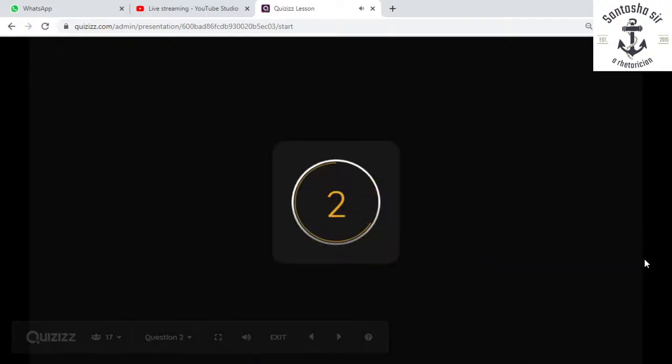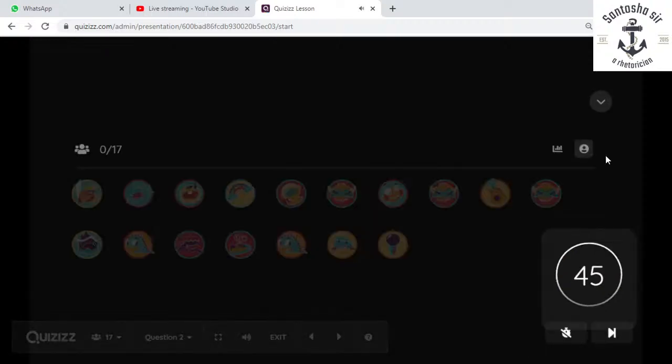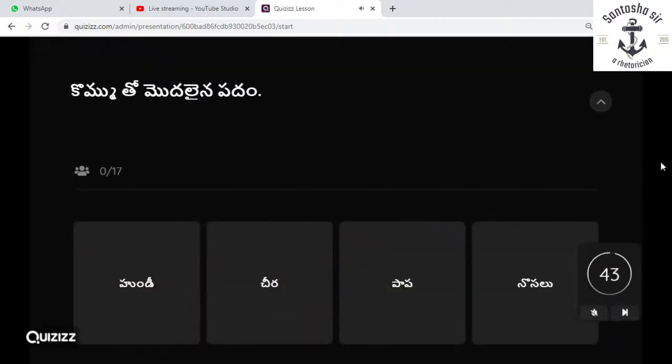Question number 2 on your screens now. I am making it easy for you. It's 45 seconds for every question, and I am reading the question for you to make it easy. So carefully read the options and pick the right option. Don't get confused. Kommu is different from pollu. Pollu is different from gudi. Gudi is different from gudi dirgham. So everything will have a specific name, right? So read the option carefully and pick the right one.